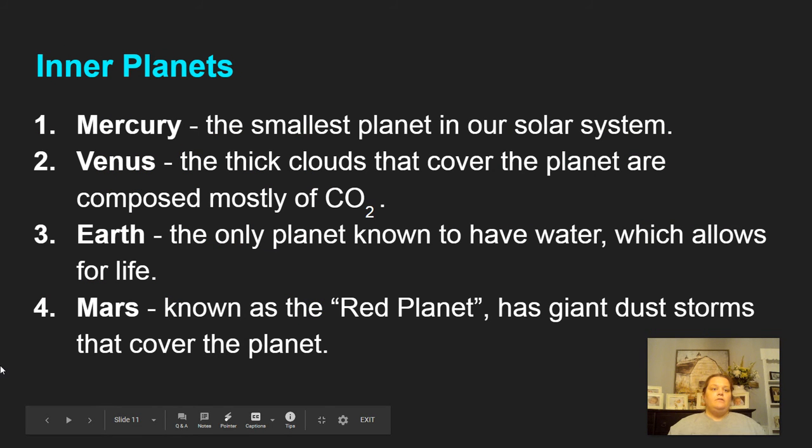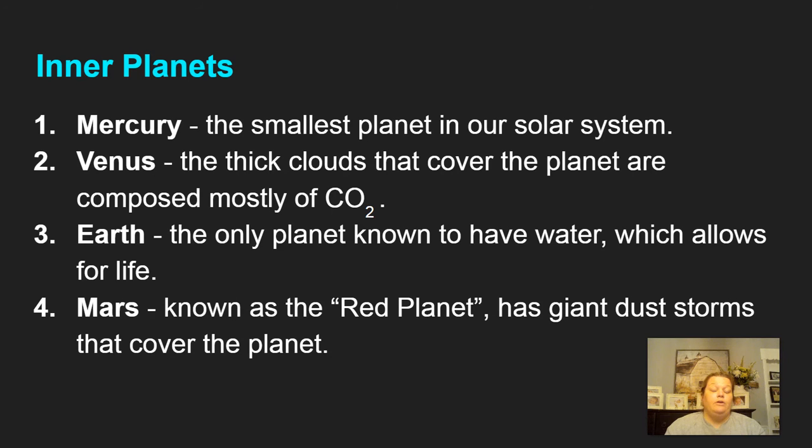Okay, our inner planets, you have Mercury. Mercury is the smallest planet in our solar system. It's the closest one to the sun. You have Venus, which is composed of very thick clouds that cover the planet. They're composed of CO2. That's usually why it has that orangey, rusty color.